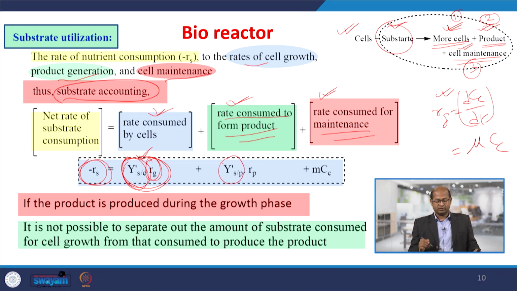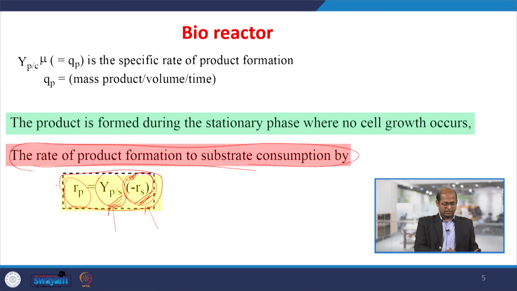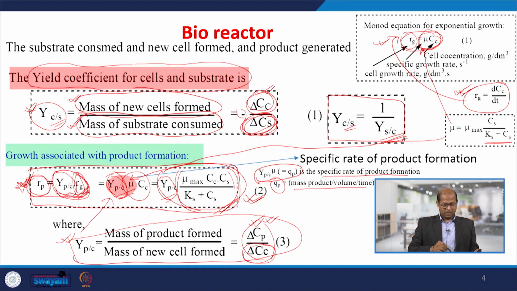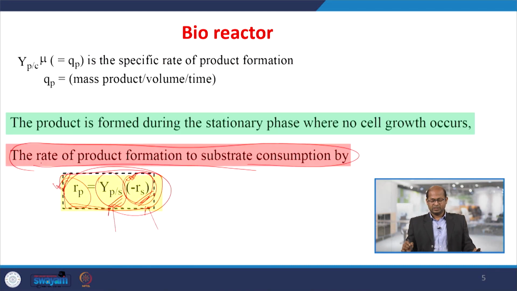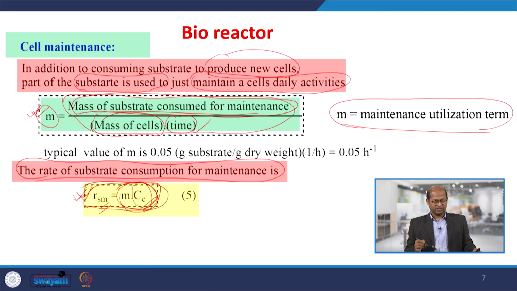If we know the yield coefficient for the substrates that are used per unit product formation, then the rate of product formation equations we have also discussed. These are the equations for the rate of cell formation and the rate of product formation, these are the equations we know, and the corresponding yield we also know.